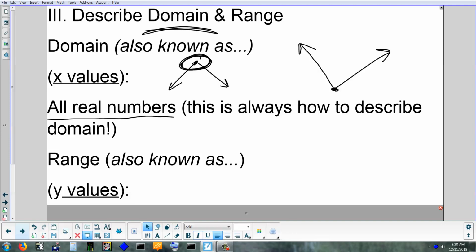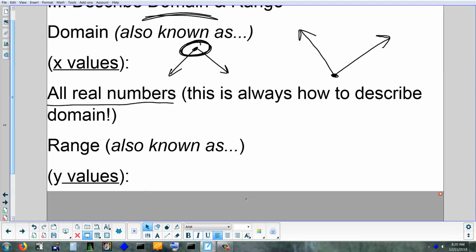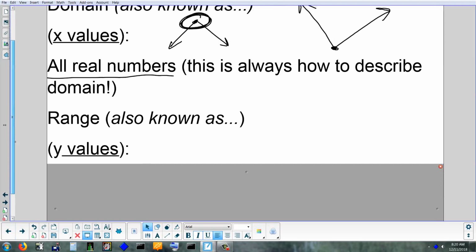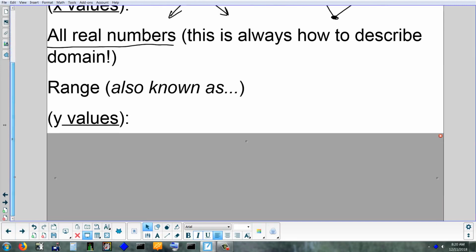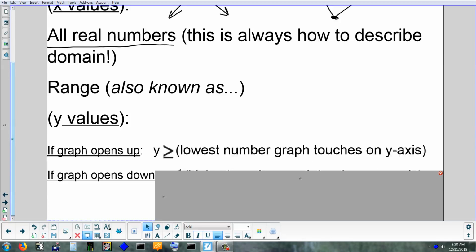What would the graph look like to have every number from the vertex up? Which way would the graph open? Which direction? Up or down? To have everything from the vertex up, it would open up, right? Okay, so when it opens up, what letter do I have to describe my range? What letter has to be in it? Y? Y, correct. And then that'll be a y. After that, we need an inequality sign. What inequality sign? Close. Yusuf? Greater than or equal to, and then the lowest number the graph touches on the y-axis.